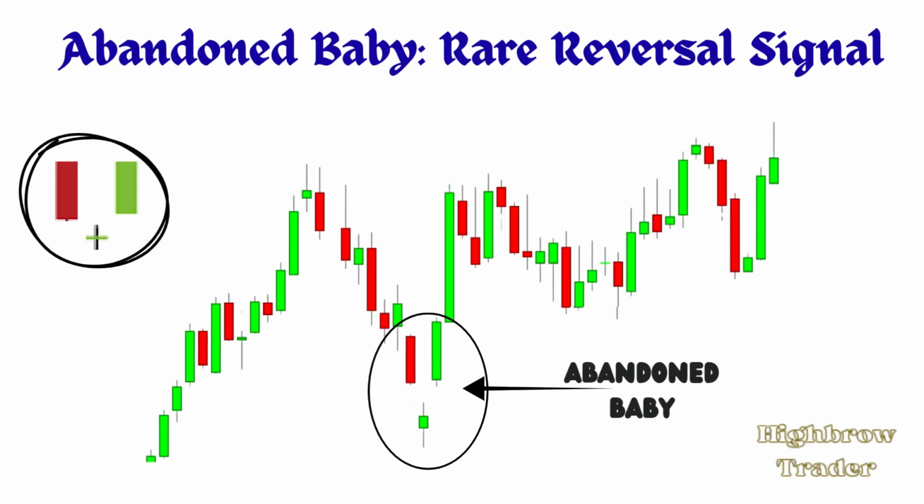An abandoned baby is a rare but very reliable 3-candle reversal pattern. The first candle follows the prevailing trend, bullish or bearish. The second is a doji or small body candle that gaps away from the first, appearing isolated. The third candle gaps back in the opposite direction, confirming a strong shift in sentiment. Look at the chart below. You'll see a candle in the prevailing trend, followed by a doji that gaps away, and then a candle gapping back in the opposite direction, signaling a potential reversal.